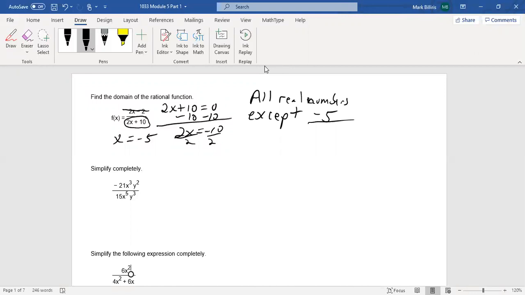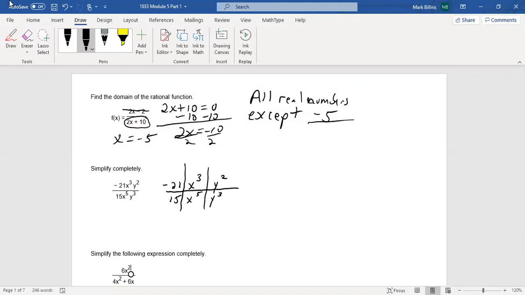Our next concept is simplifying fractions or reducing fractions. In this case, we have -21x cubed y squared over 15x to the 5th y to the 3rd. What I'm going to do is separate this into parts. So I have -21 over 15, the x to the 3rd over x to the 5th, and y squared over y to the 3rd. We're going to reduce each one of these individually to get our final answer.